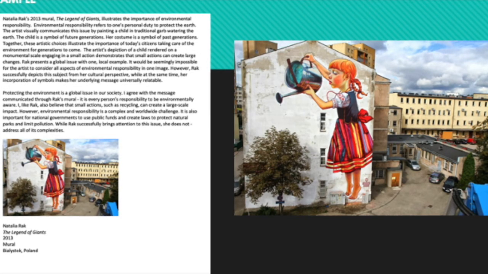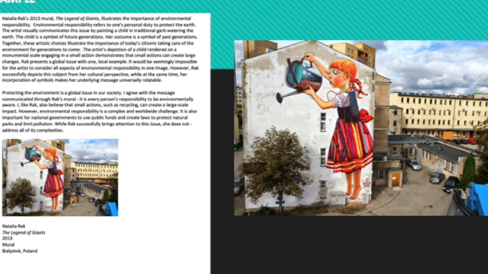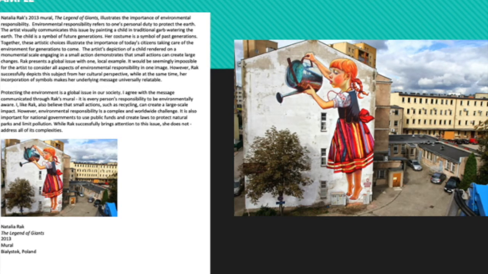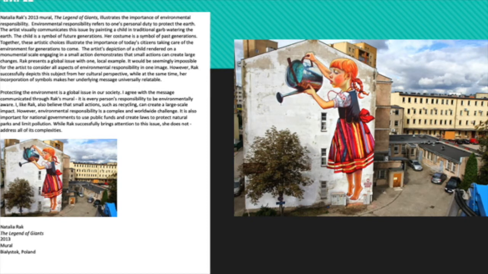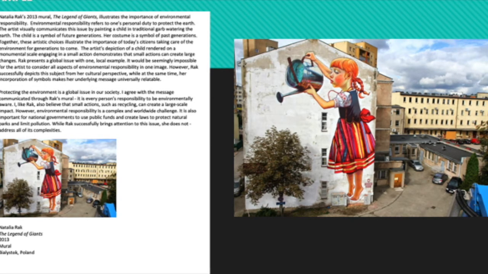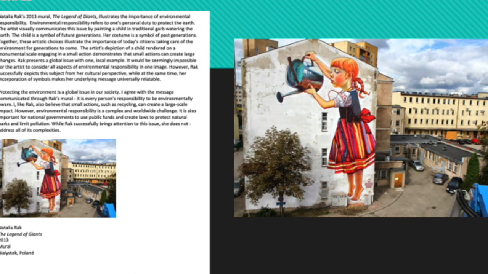And then I elaborate on the artist's choices and what they might mean. The artist's depiction of a child rendered on a monumental scale. So here I'm looking at her formal choices, right? The use of scale. Engaging in a small action, in this case, watering a plant, demonstrates that small actions can create large changes. Then I consider from what perspective she is addressing this issue.